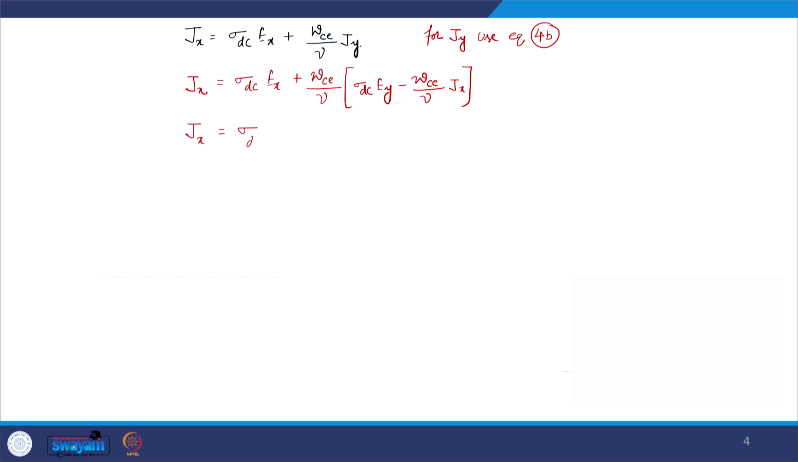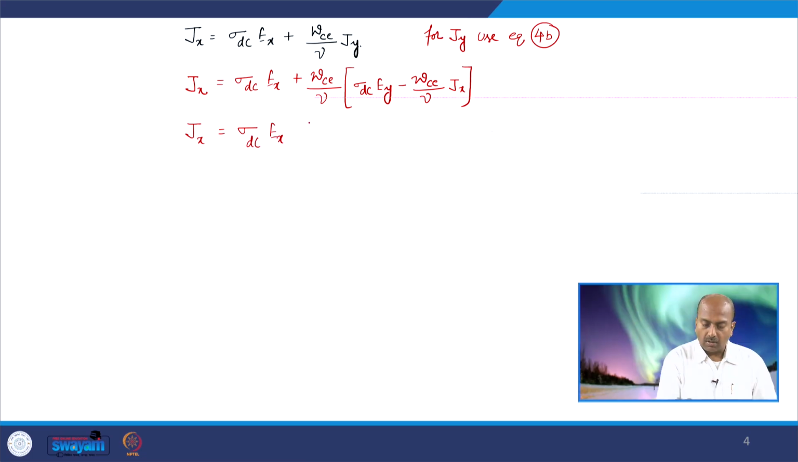So, it can be written as sigma dc times Ex plus omega ce divided by the collisional frequency, sigma dc Ey, minus omega ce square divided by nu square times jx. Nu is the collisional frequency.